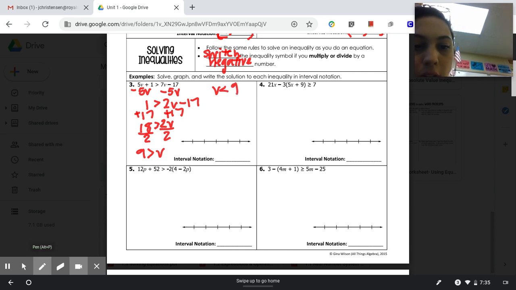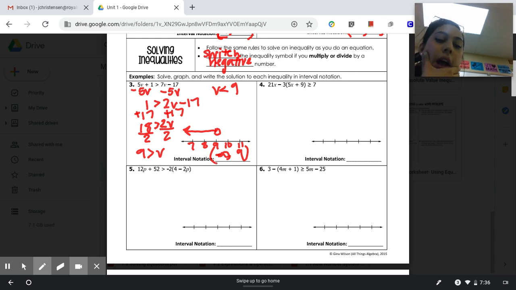Okay, so let's draw our graph here. 9, 10, 11, we'll do 8 and 7. It's going to be an open circle because it is not equal to 9, it's just less than. So open circle, and it's going towards the smaller number, so we'll do an arrow pointing left. Interval notation, the smallest number it could be is -infinity, and the biggest number it could be is 9, and we're just going to use parentheses for both of those because we're not including either of those numbers in our final answer.